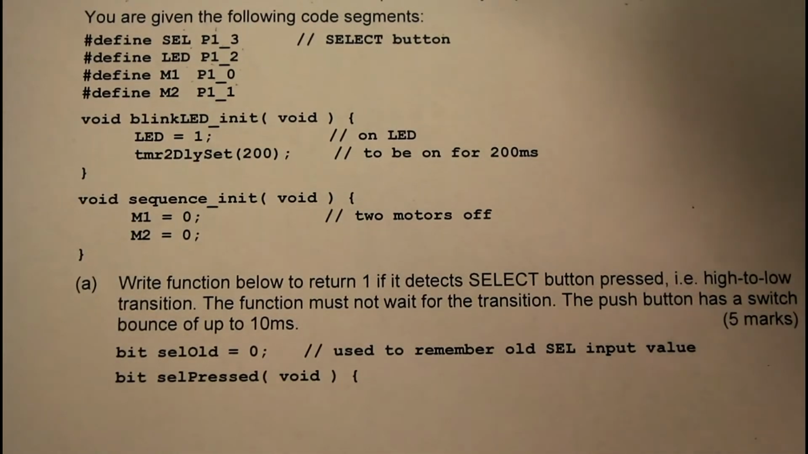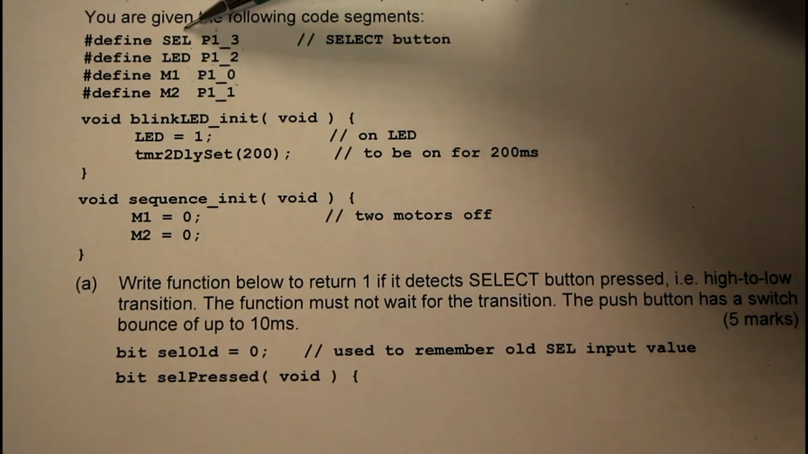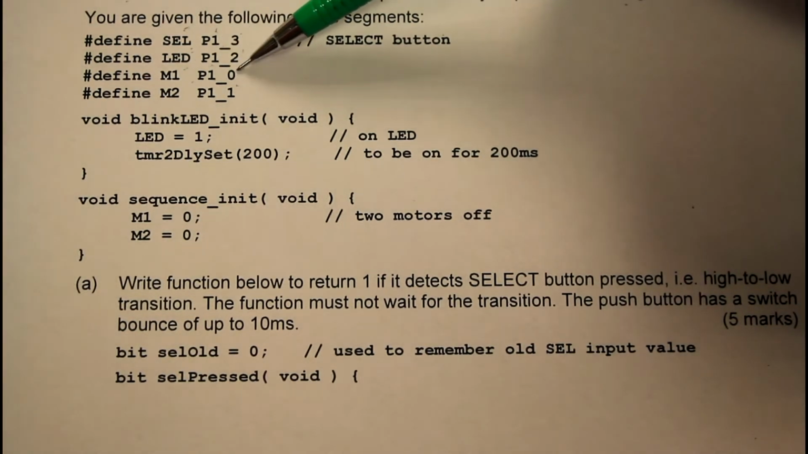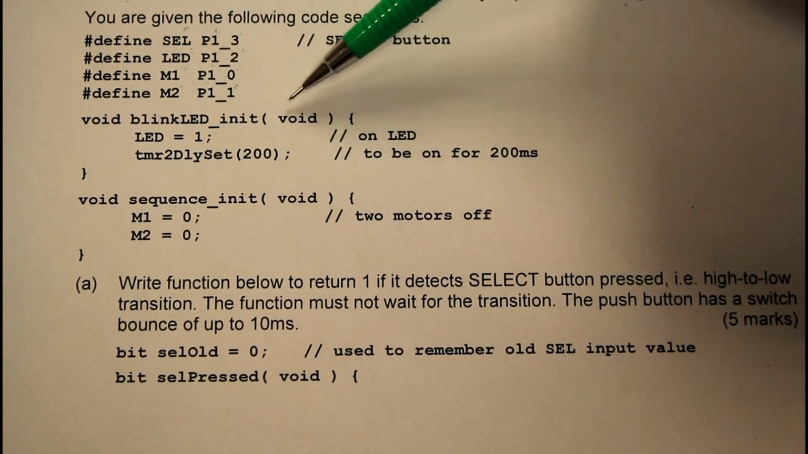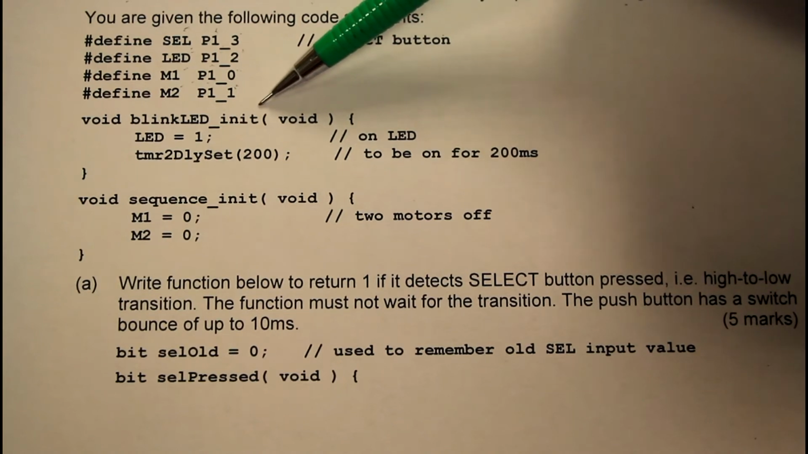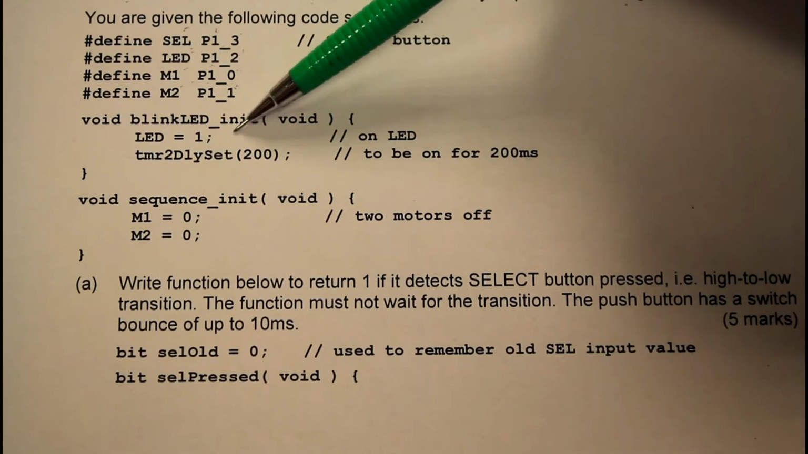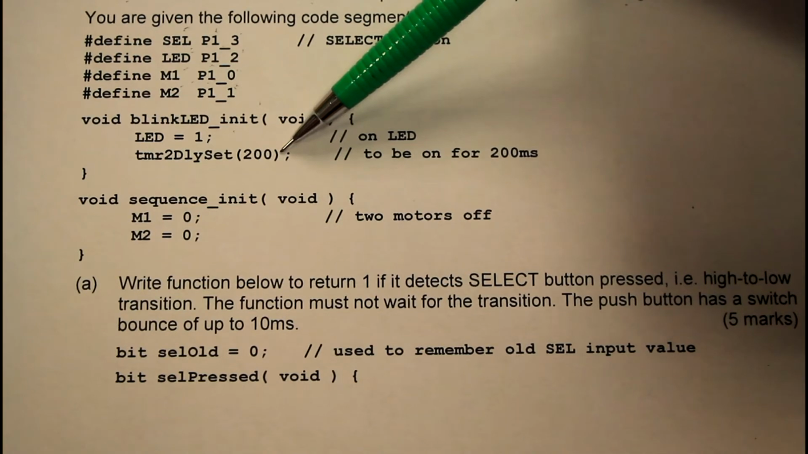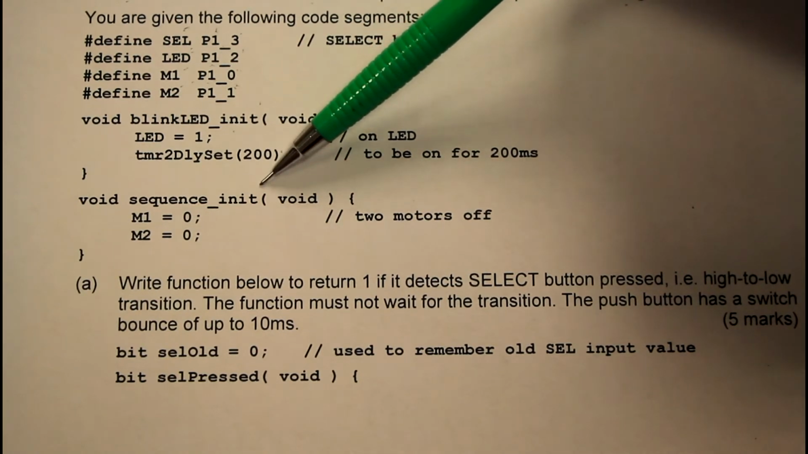To use bit operation, the following pins have been defined for you. The select pin is defined as port 1 bit 3, the LED as port 1 bit 2, motor 1 as port 1 bit 0 and motor 2 as port 1 bit 1. And the following function, blink LED initialization, has been given to you. In this function, the LED is turned on initially and a delay of 200 milliseconds is set. The sequence init function has also been given to you. In this function, both motor M1 and M2 will be off initially.